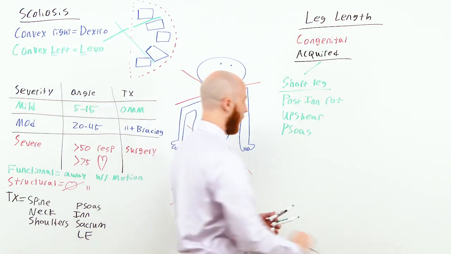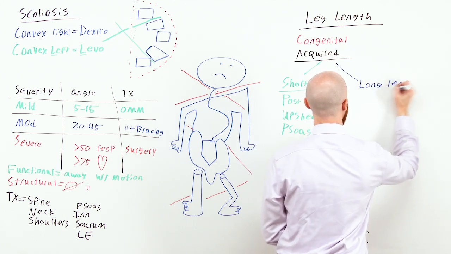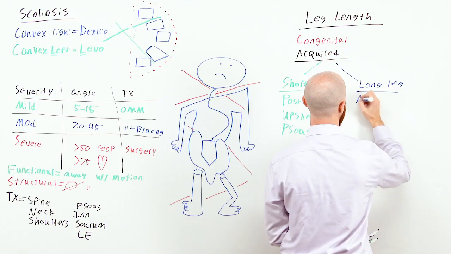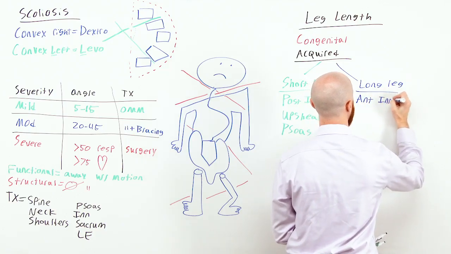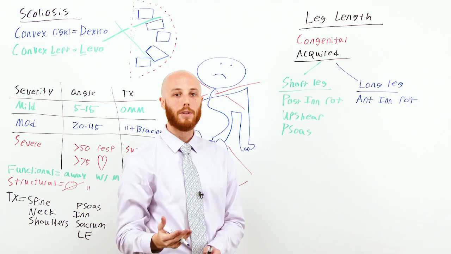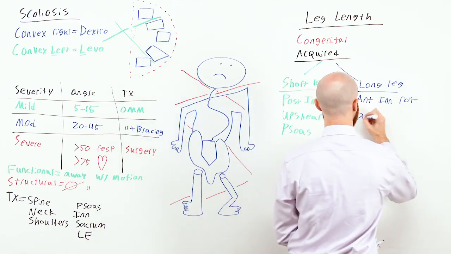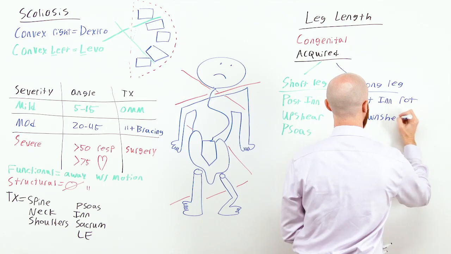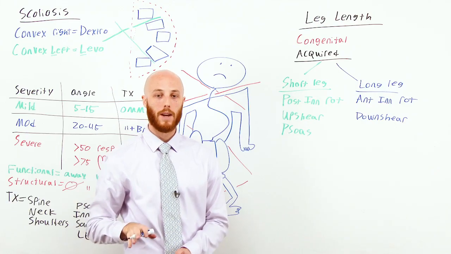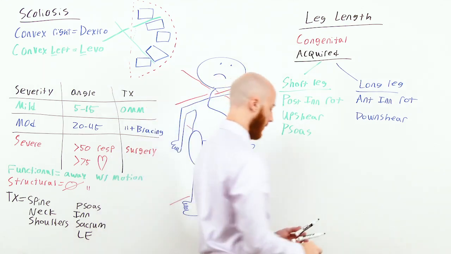So what about some causes for long leg? As you can imagine, they're probably going to be the opposite of short leg. So you can have an anterior innominate rotation. Remember, when you rotate anteriorly, the bones of the lower extremity will be pushed downward. And you can have a down shear. When the innominate is pushed downward, it will push the rest of the bones of the lower extremity downward, thus causing a long leg. So how about treatment?